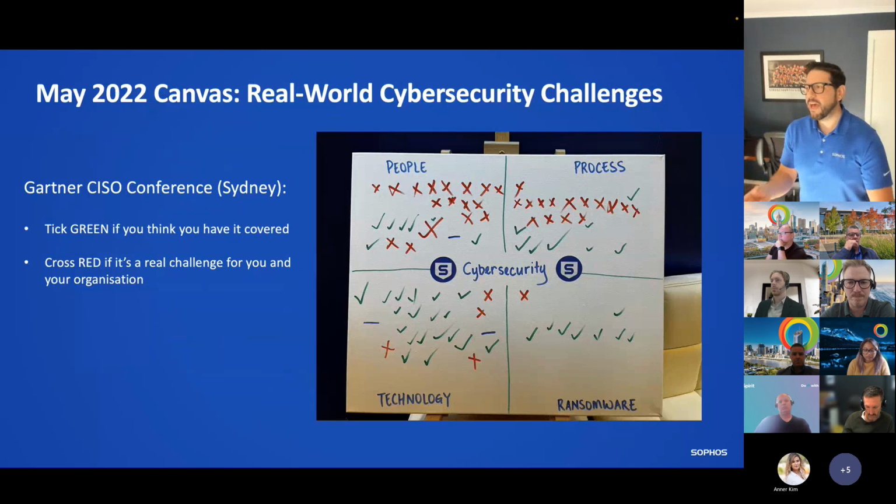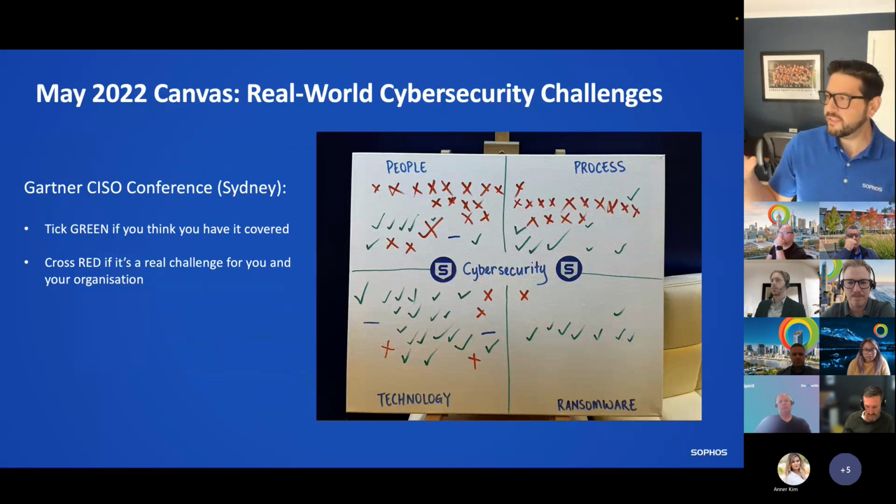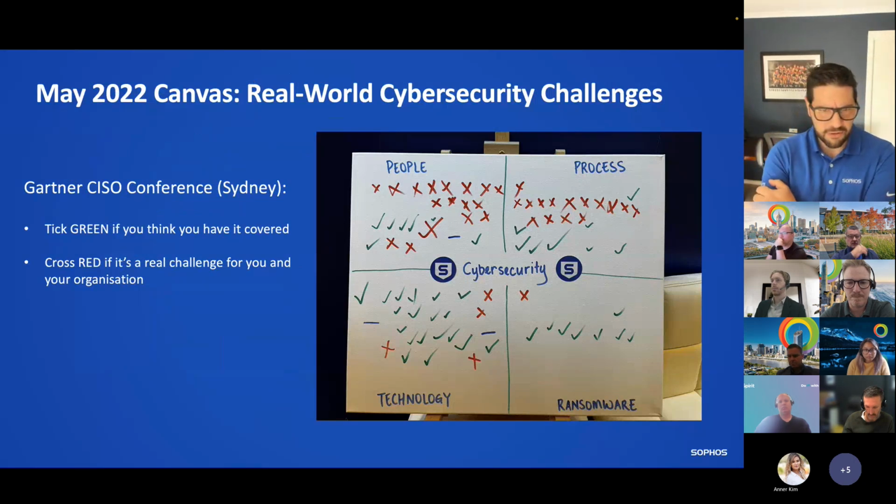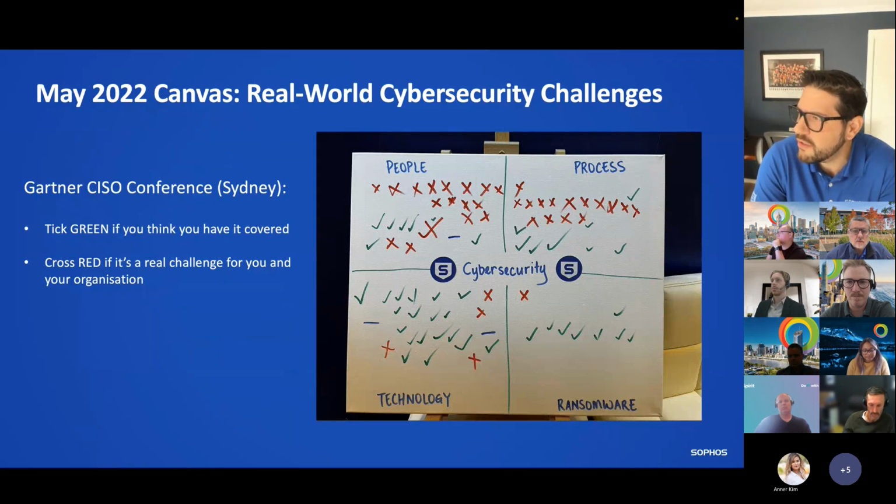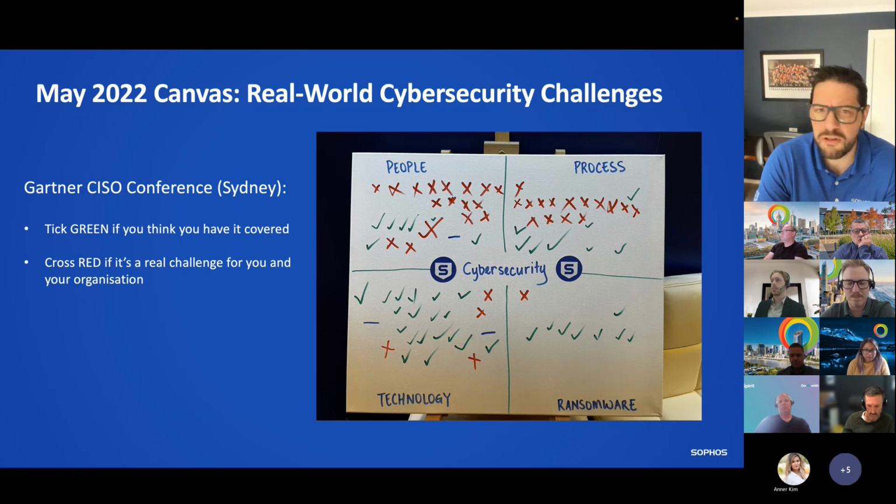Further to that, I love this slide because it's real. In fact, I think Aaron, who just joined the call, might have actually been at this event in Sydney last year at the CISO conference. We put this whiteboard up there and we asked people, CISOs from companies like Qantas, some pretty big heavy hitters, what are you missing when it comes down to it? And you can clearly see, people are saying, yeah, technology I've pretty much got. There's a lot of green ticks.